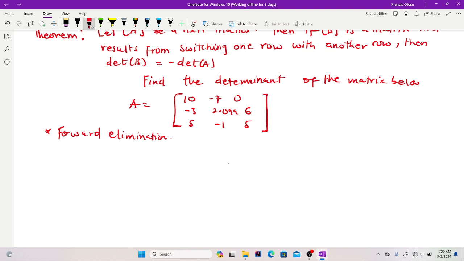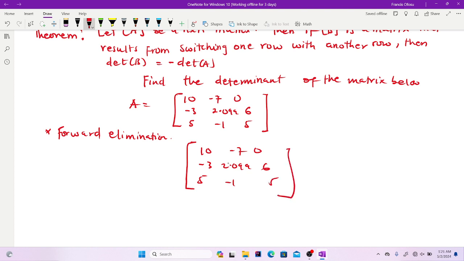That is one peculiar thing about partial pivoting. So before we start, you can see that 10 is the highest number here, and indeed it's at the start, so we are good to go. So at this point, I'll simply have 10, negative 7, 0, negative 3, 2.099, 6, 5, negative 1, 5.